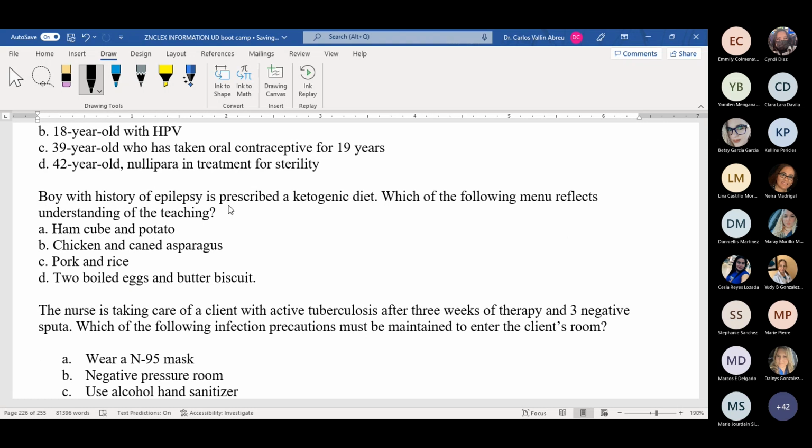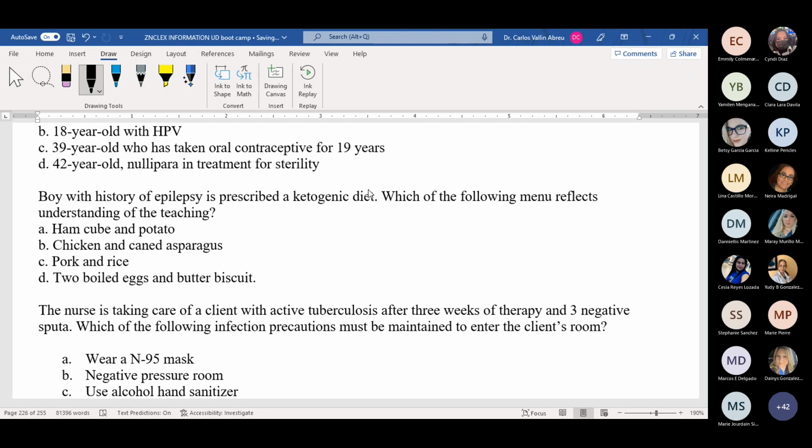A boy with a history of epilepsy is prescribed a ketogenic diet. This is true, guys. You know this ketogenic diet that you heard about to lose weight, where you eliminate or significantly decrease carbohydrates and increase fat, good fat, and proteins. The ketogenic diet is used for epilepsy. The increment of the concentration of ketone bodies in the blood helps control intractable epilepsy. Know that, because it's another question in English.